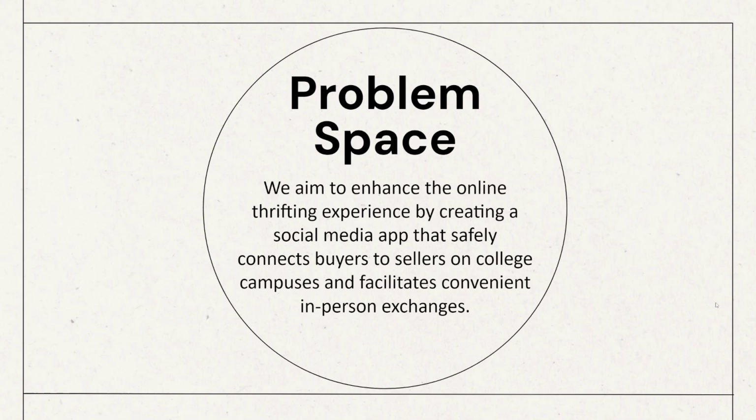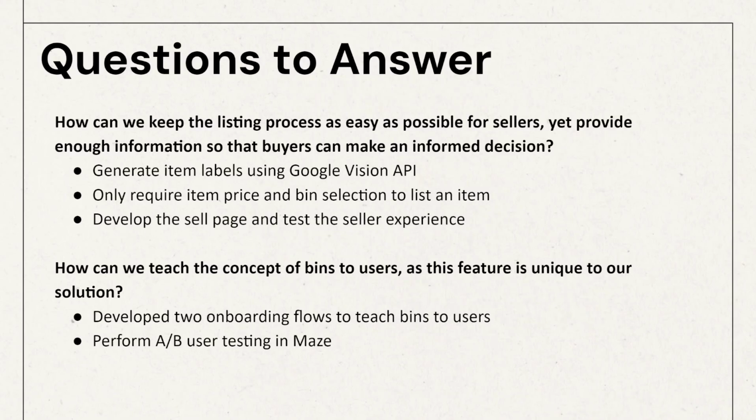So, Thrifty's goal is to create a social media app that connects buyers to sellers on campus and facilitates convenient in-person exchanges. Some questions to answer for this sprint. How can we keep the listing process as easy as possible for the sellers, yet provide enough information so that our buyers can make an informed decision?